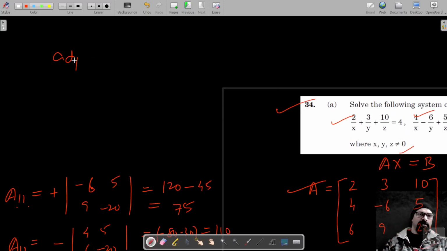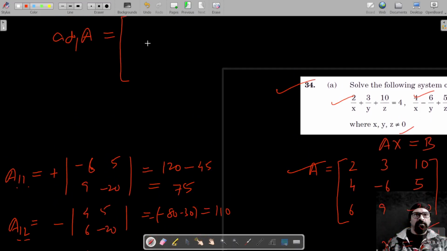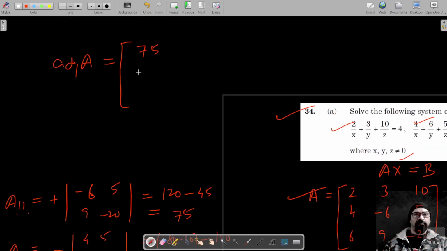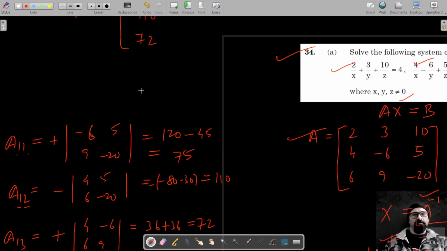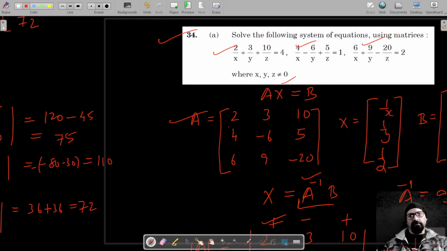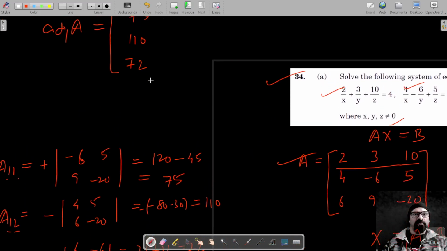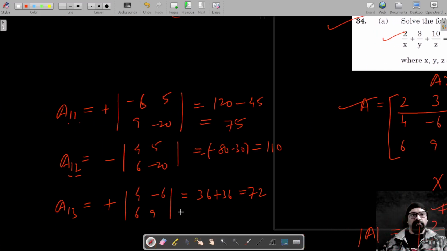So I'm going to write the adjoint of A here. For the adjoint of A matrix, I have got the elements 75, 110, and 72. So I will find the cofactors and write them in column form, that is 75, 110, and 72. Similarly, let's find out the rest.